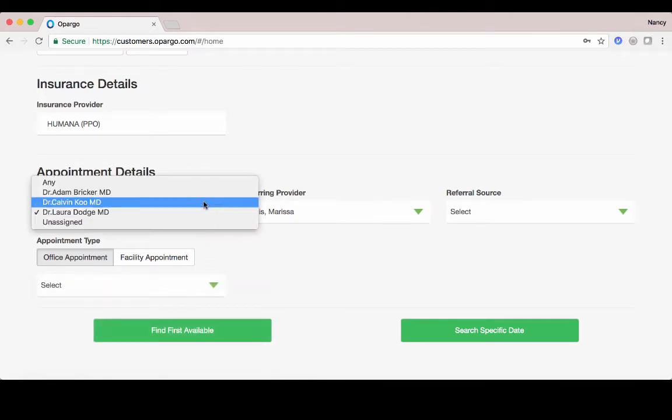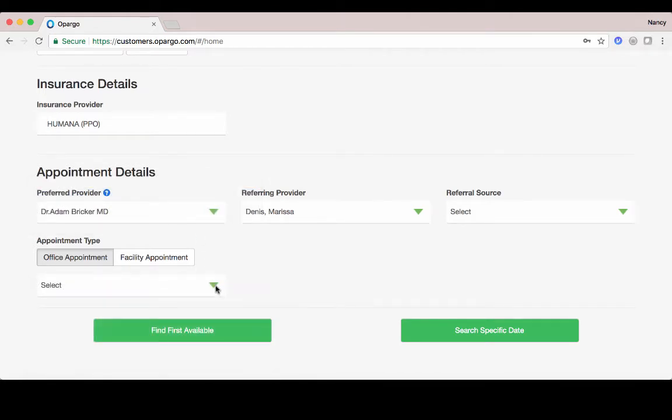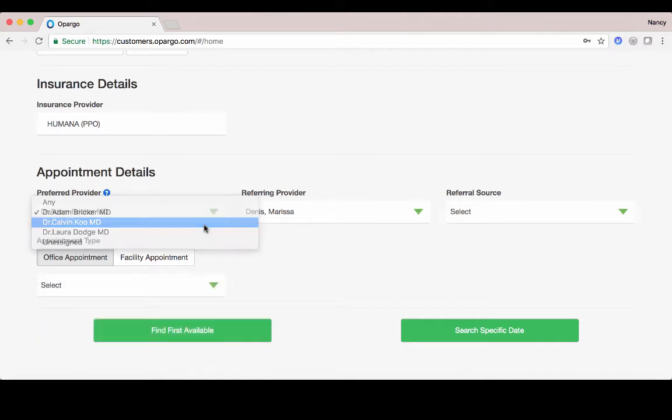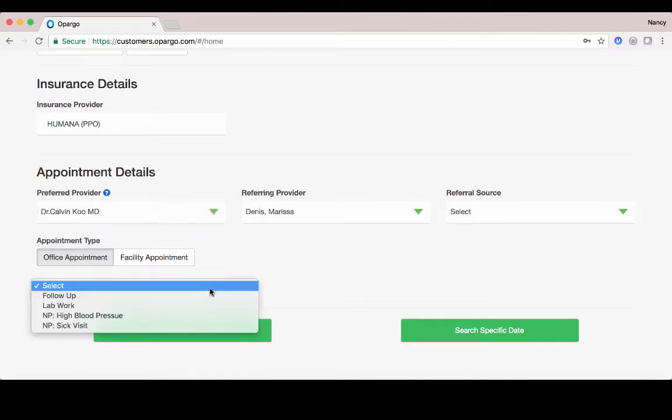If we navigate over to Dr. Bricker, we can see that Dr. Bricker only sees new patients with acute injury and not that same high blood pressure visit. Where Dr. Coe is the opposite. He only sees that new patient high blood pressure visit and not that acute injury.